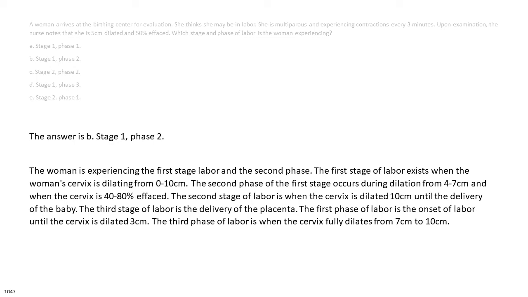The first phase of labor is the onset of labor until the cervix is dilated 3 centimeters. The third phase of labor is when the cervix fully dilates from 7 centimeters to 10 centimeters.